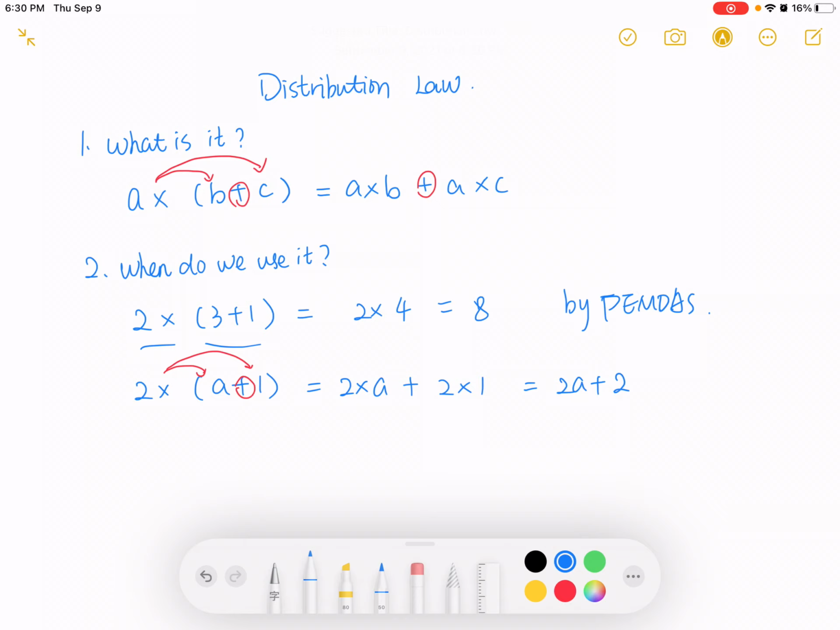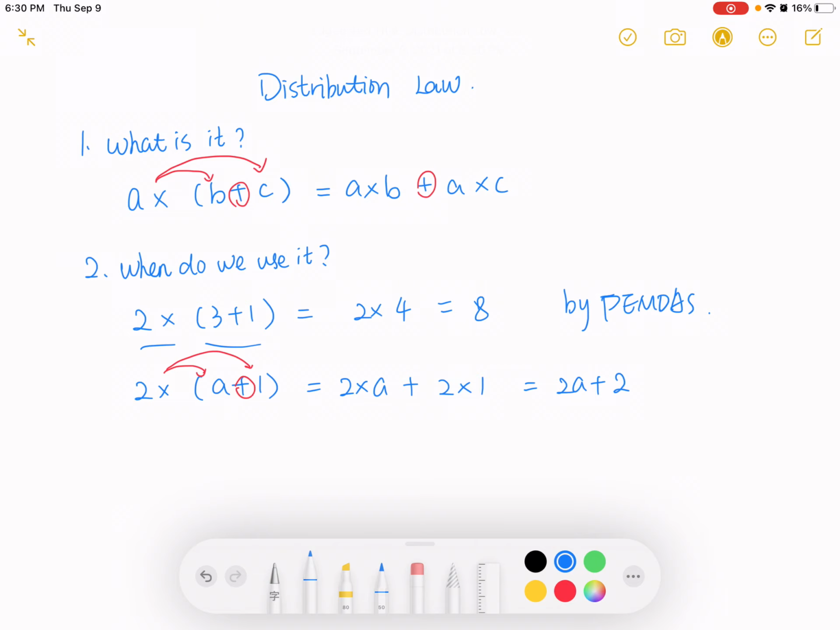So in short, we use distribution law when we have the form of multiplication outside, addition or subtraction inside, and inside the parentheses we cannot simplify anymore. This is when distribution law can come in handy, and this is how you use it.